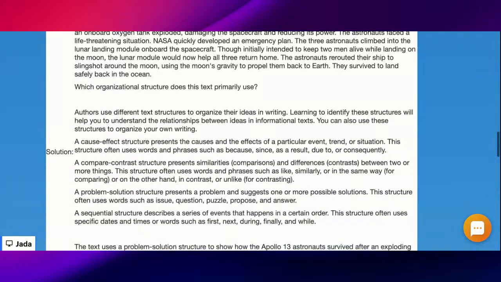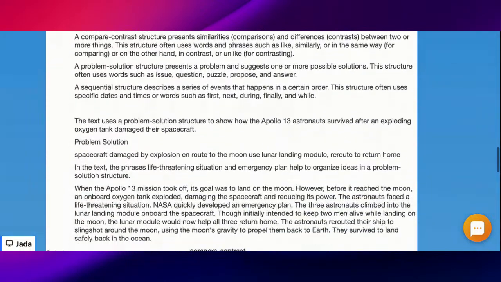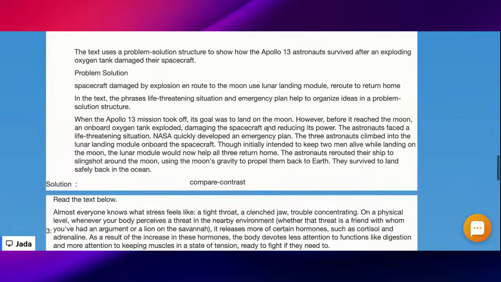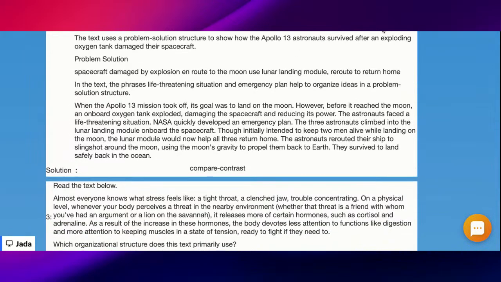So let's see. This is problem solution. No, so this is compare and contrast. In the text, the phrases life-threatening situation and emergency plan help to organize ideas in a problem solution. So this is about comparing and then a contrast to it.